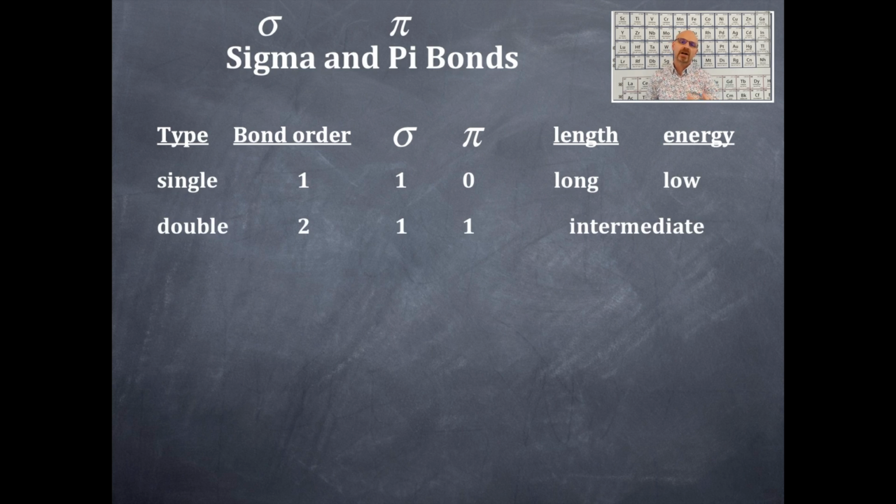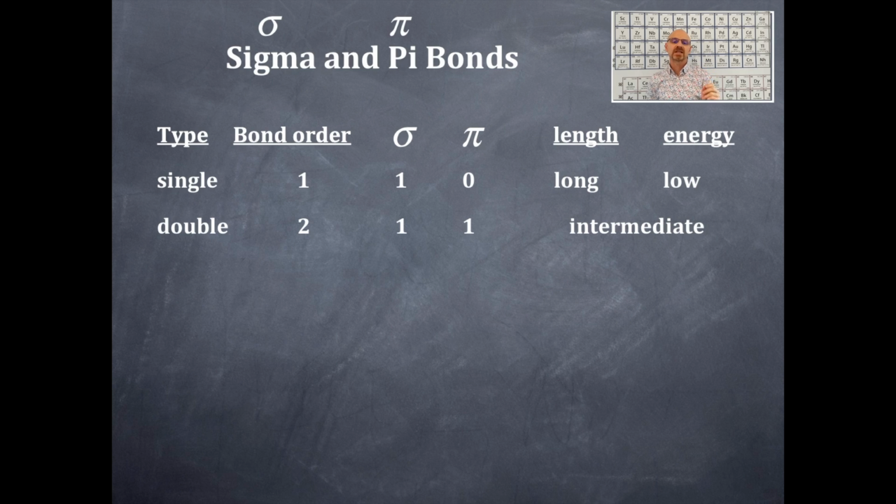Now if I were to compare that to a double bond, it has a bond order of 2, just like a double is a 2, right? If you are in baseball and you hit a single, then you go to first base. If you hit a double, then you go to second base, okay? So the bond order here is 2. There is one single bond, that is one sigma bond, and one pi bond.